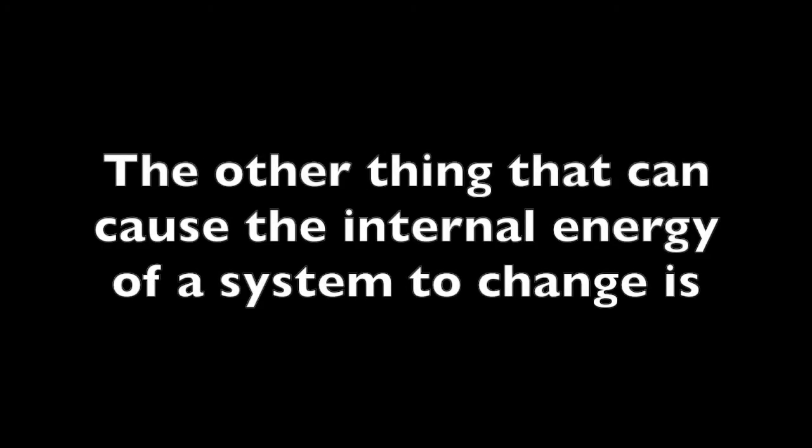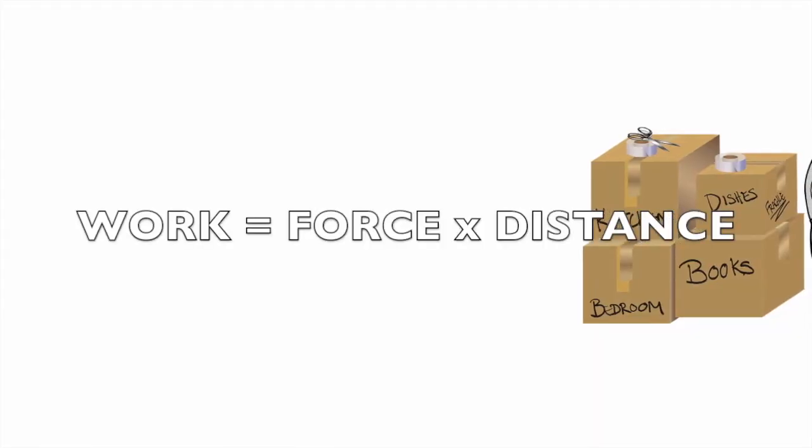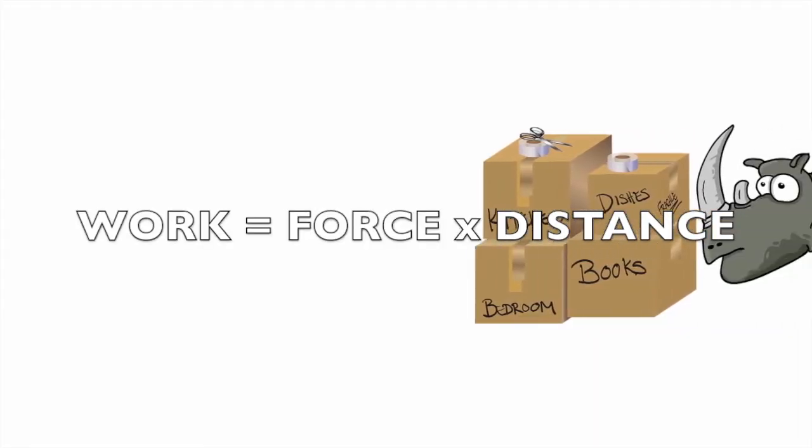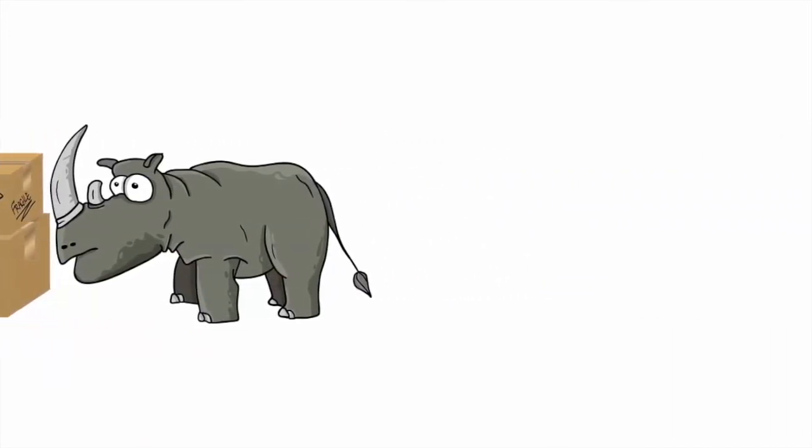The other thing that can cause the internal energy of a system to change is work done on the system or by the system. This is a little more difficult to understand, but stay with me here. In physical science, you may have learned that work equals force times distance. You might ask, how does work happen in chemistry since we're obviously not pushing boxes around?